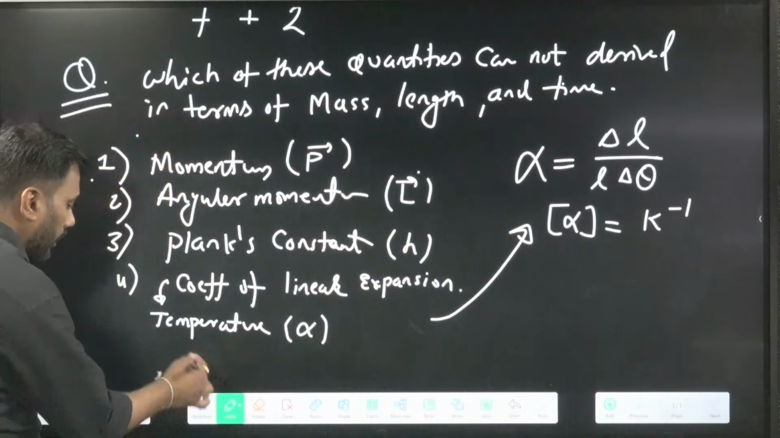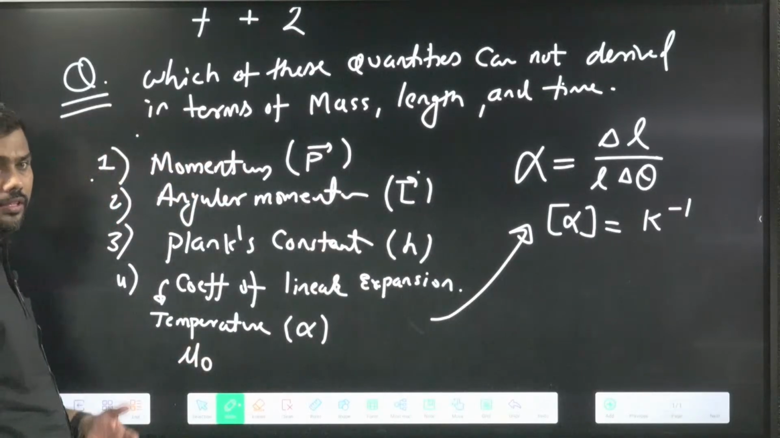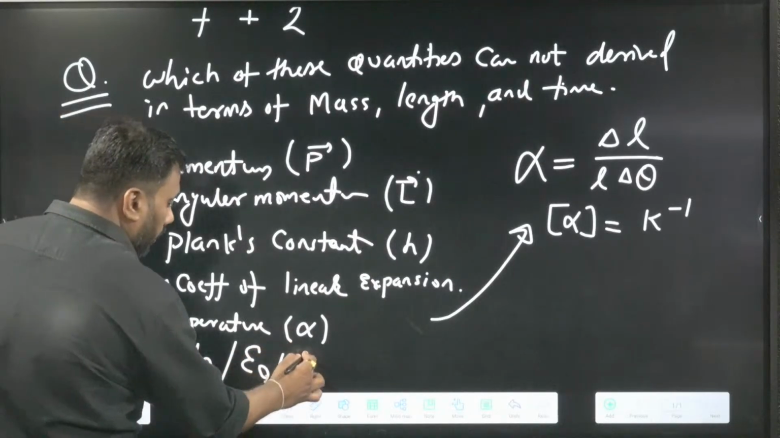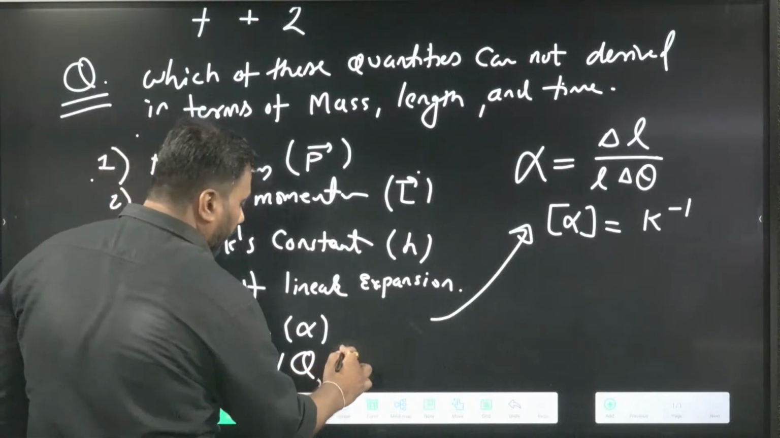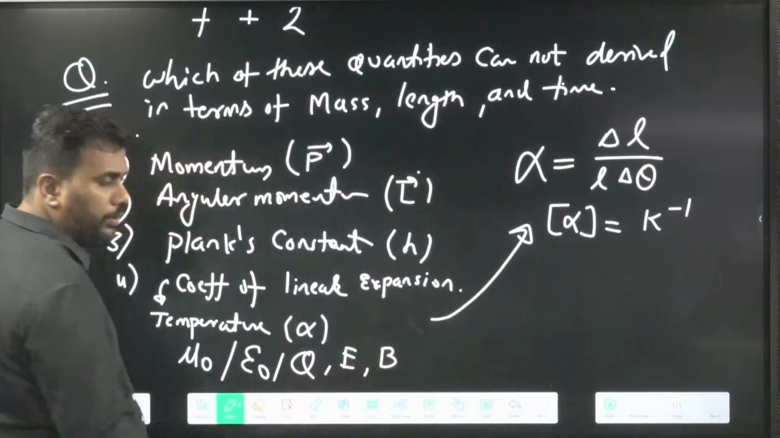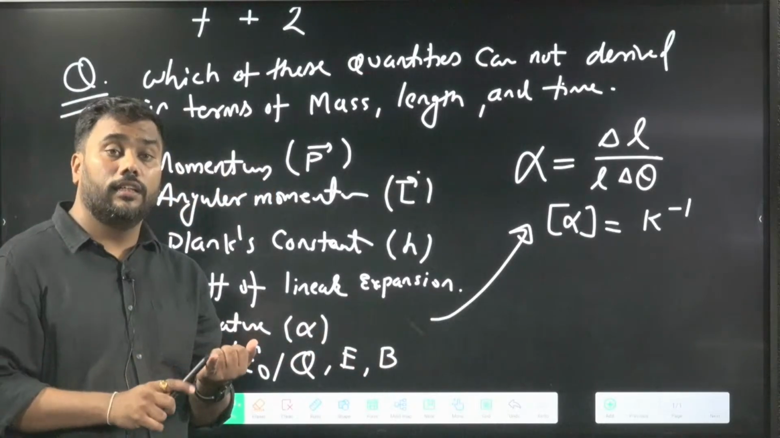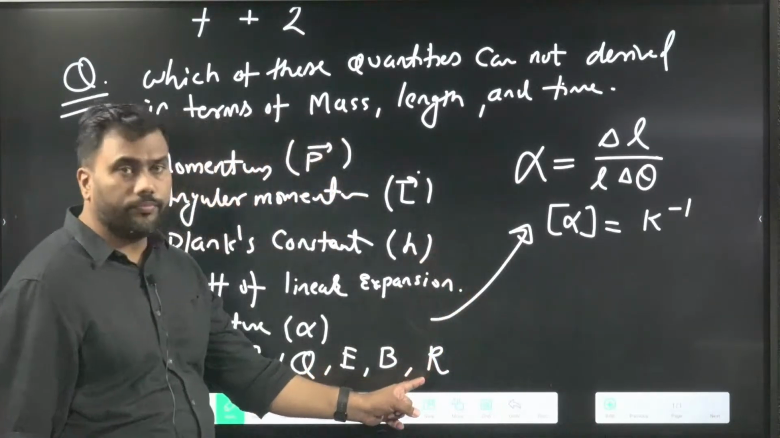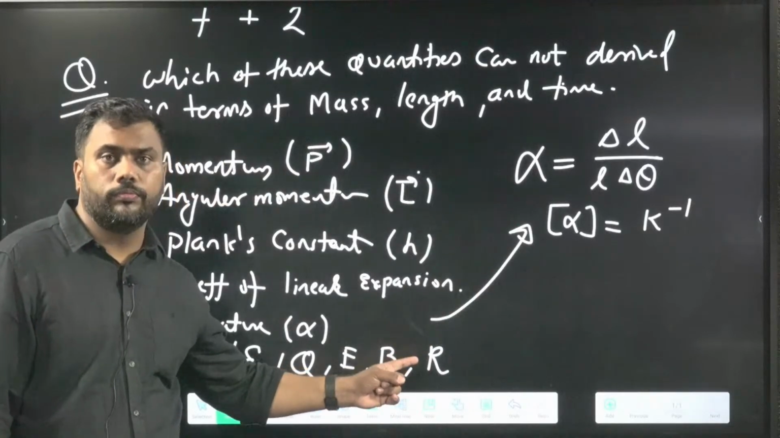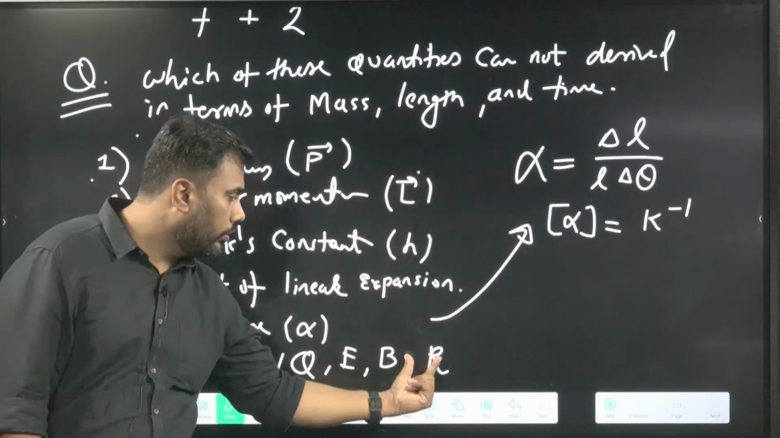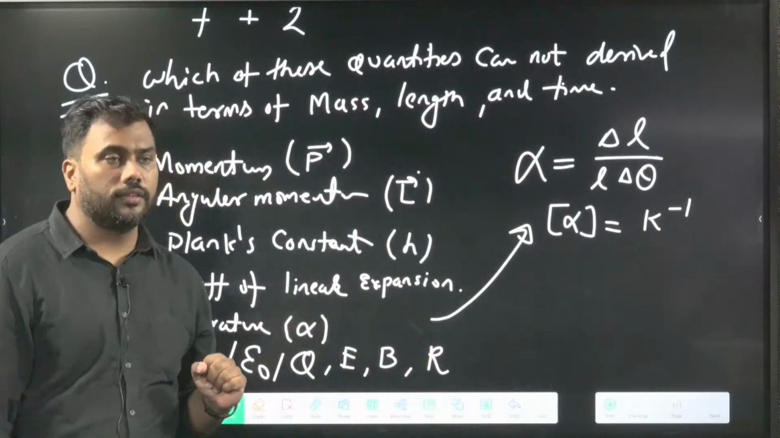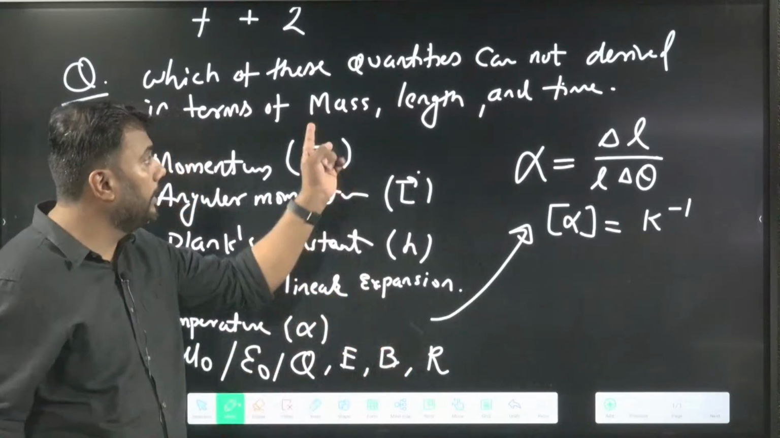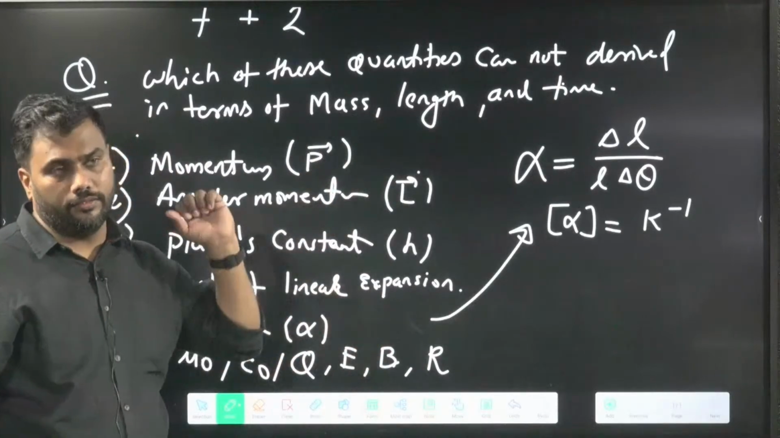Suppose I ask you, can mu naught be an answer? Yes, mu naught is the permeability of free space. Epsilon naught can be an answer? Yes. Charge can be an answer? Yes. Electric field, magnetic field, all these kinds of quantities which contain either current or some other physical quantity, like the universal gas constant R. The universal gas constant contains mole, which is not here, so that also can be an answer. Any other physical quantity which has another fundamental physical quantity beyond these three can also be an answer.